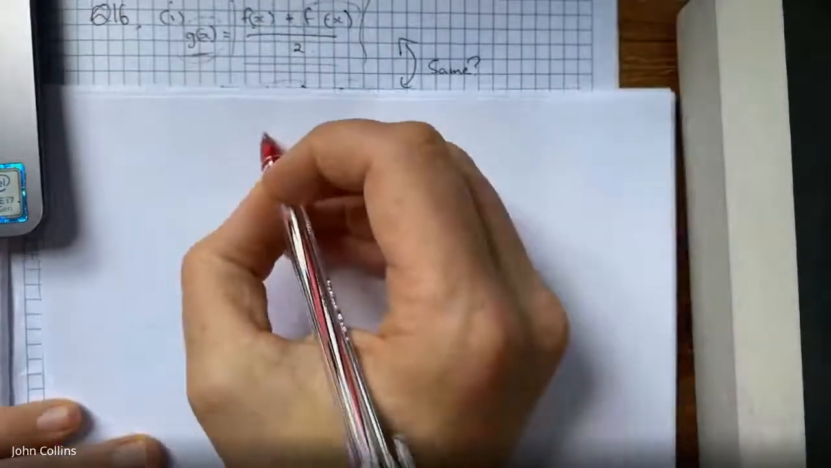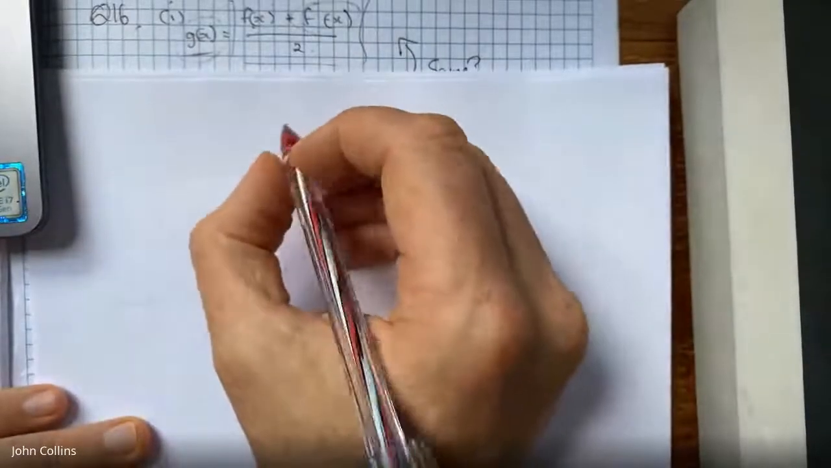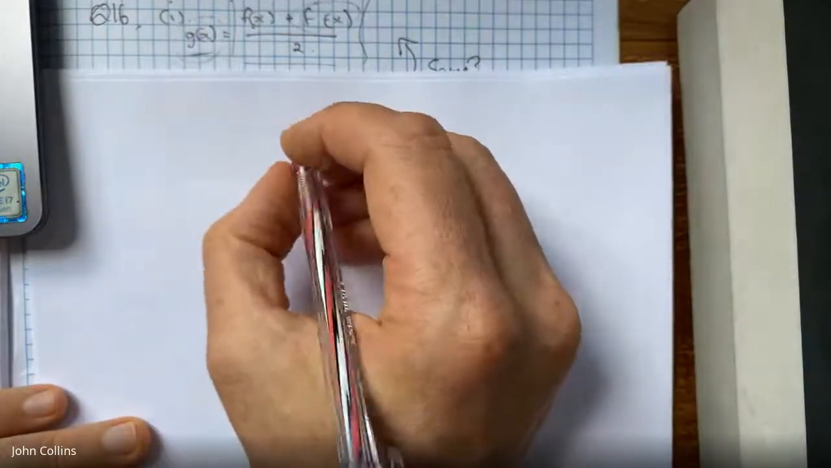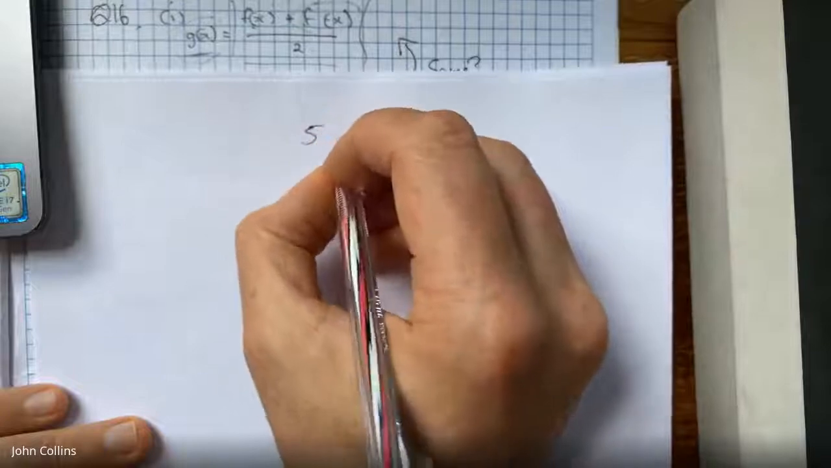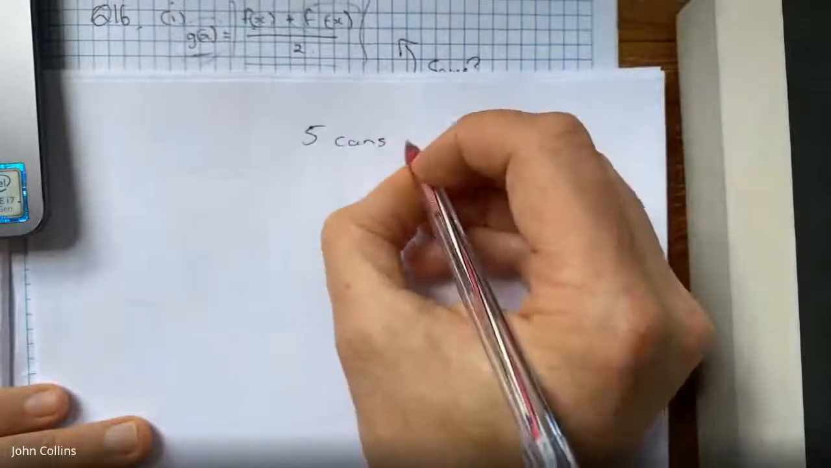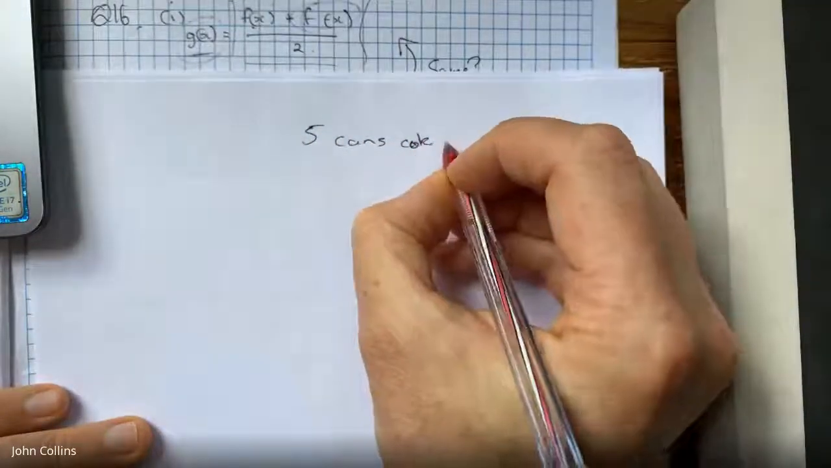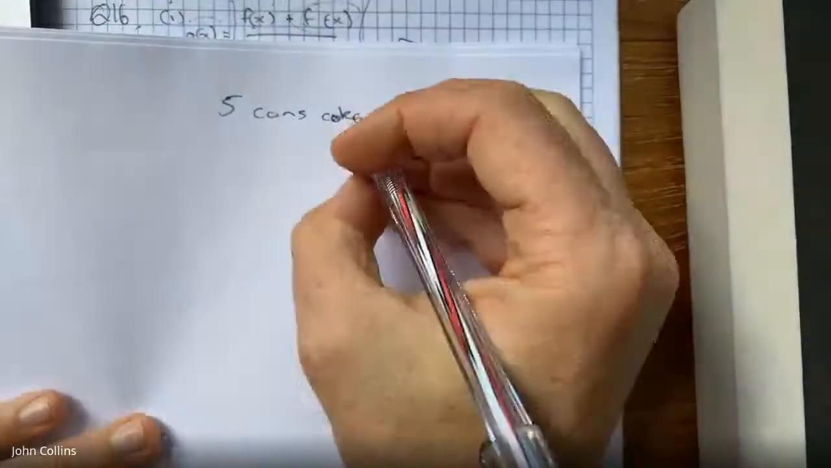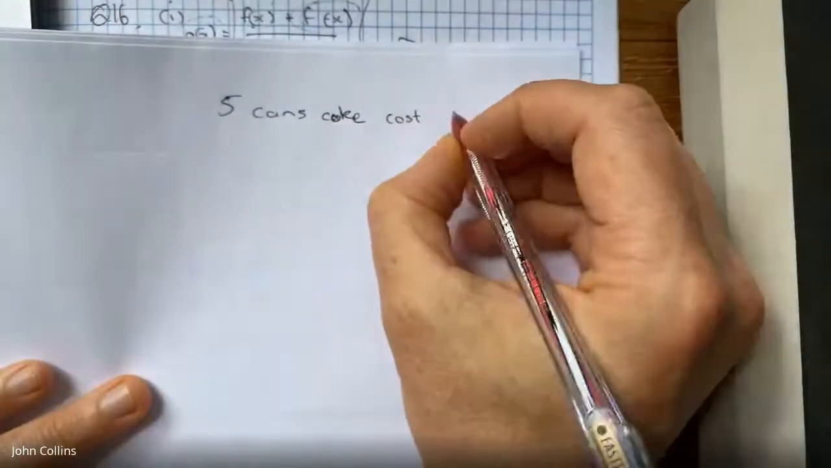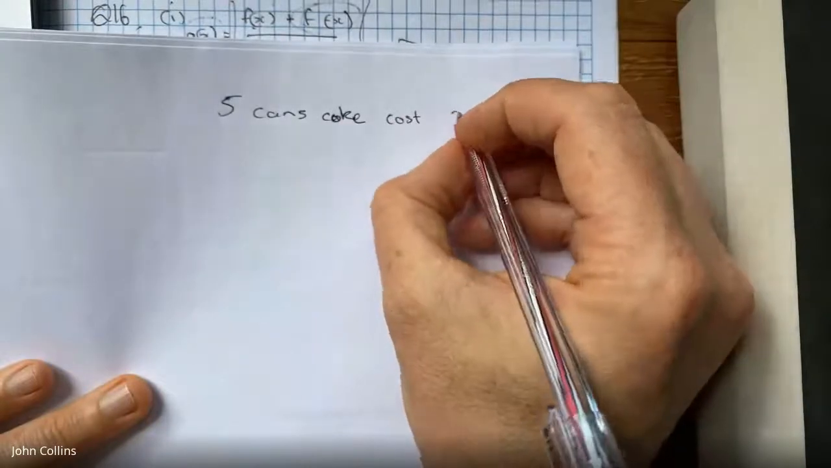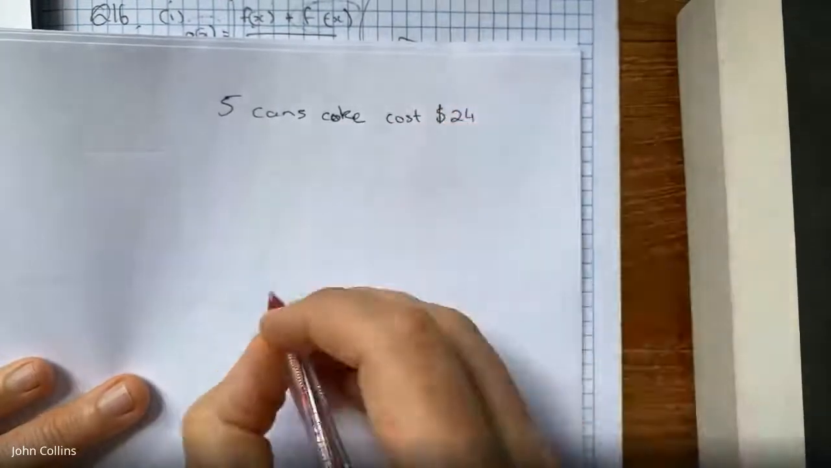Right, next question. So let's say we go back to the cans of Coke, or just cans of Coke in general. If I found 5 cans of Coke, no longer in, not cake, you must be hungry. 5 cans of Coke cost, let's say $24. They're expensive cans of Coke.